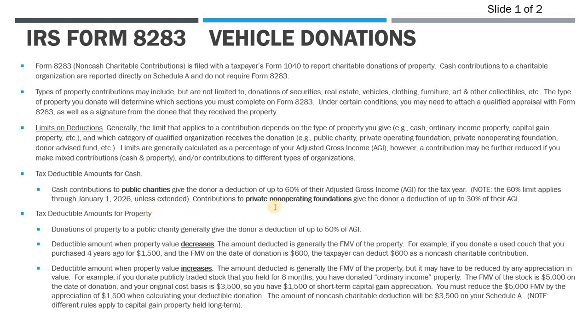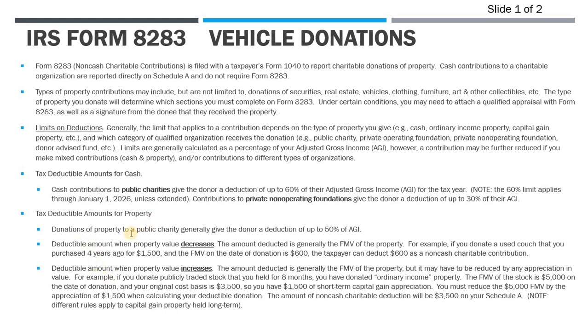Now, for cash contributions to private non-operating foundations, for example, the donor can deduct the cash up to 30% of their AGI. So again, it's very important here to be mindful of who you are donating this to, right? There are a lot of 501(c)(3) organizations out there, but not all of them are the same.